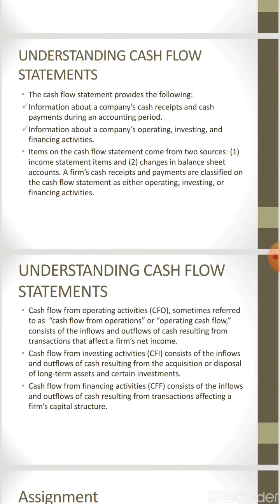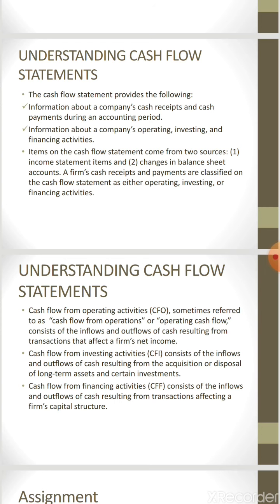After that, we have investing activities. Under investing activities, we've got inflows and outflows of cash resulting from the acquisition or disposal of long-term assets and certain investments. Inflows, we have sales proceeds from fixed assets. Outflows, we've got acquisition of fixed assets. So when we buy a new fixed asset, when we acquire equipment, that is a cash outflow under investing activities. And when we give others loans, it's also a cash outflow under investing activities.